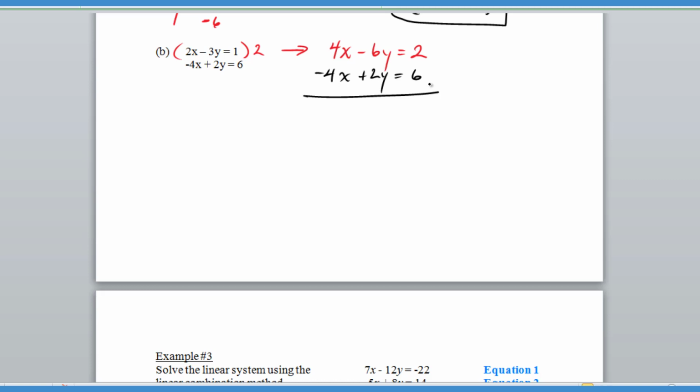And then of course I'm going to rewrite the second equation exactly the way it is. And when I do that, the 4x and the negative 4x cancel each other out. Negative 6y and positive 2y gives me negative 4y, and then 2 and 6 gives me 8. y is going to equal negative 2.